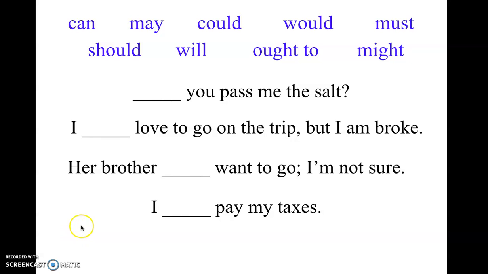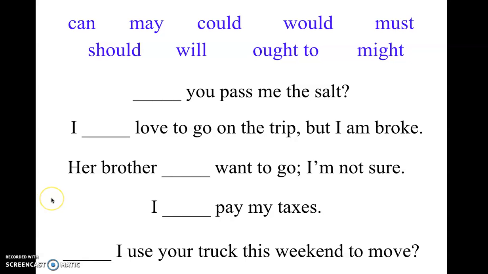I blank pay my taxes. This is something that you are required to do. Keep that in mind, right? I must pay my taxes. Maybe I don't really want to. I should pay my taxes, but I'm not going to, blah, blah, blah. Or I ought to pay my taxes, right? Maybe I'm talking about the future or this year in the future when it's tax season. I might also say, I will pay my taxes.